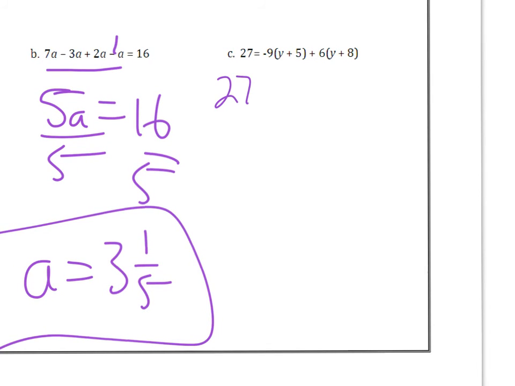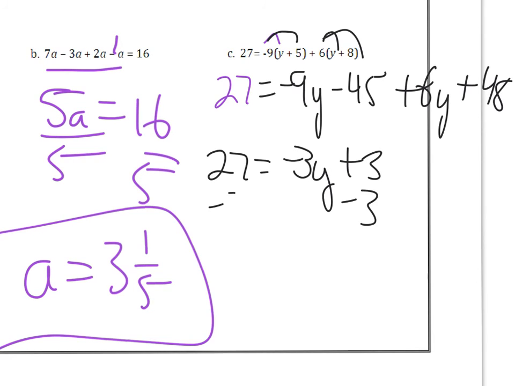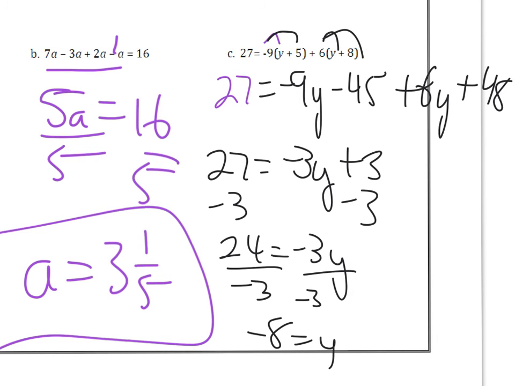So here, 27 is going to equal, me changing colors, negative 9y minus 45. Put these guys in there, plus 6y plus 6 times 8, which is 48. So if I put these together, it's 27 equals negative 3y plus 3. Subtract 3, 24 equals negative 3y. So when I do that, I get negative 8. There's my answer. So negative 8 is going to be my answer there.